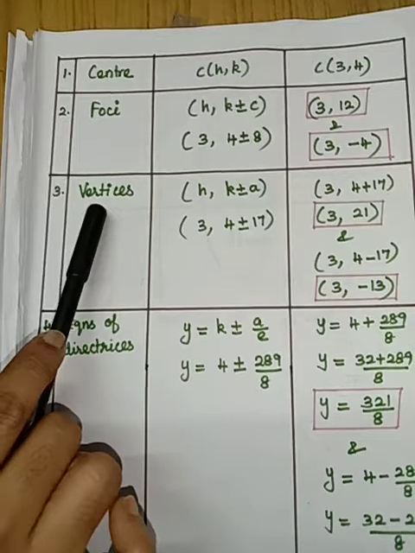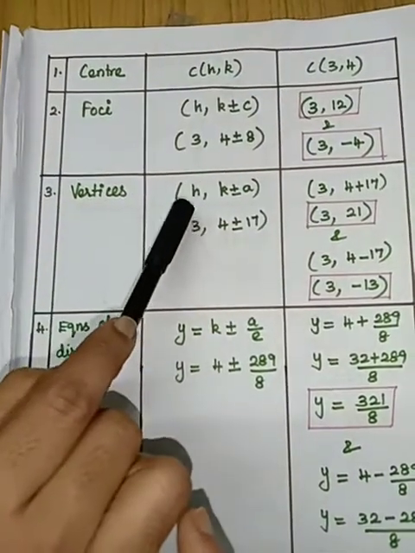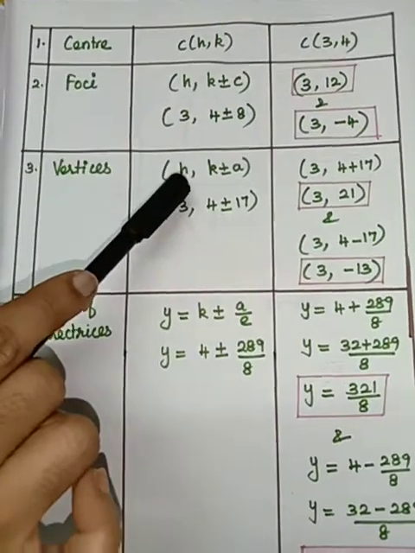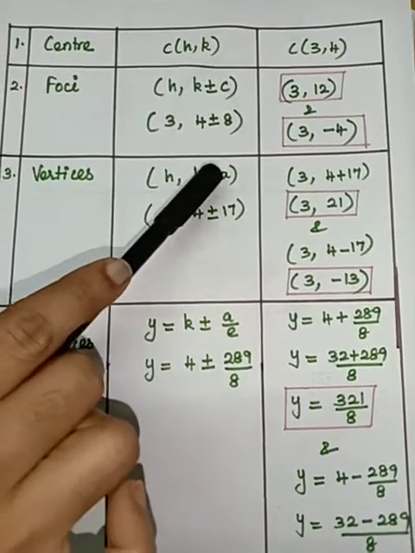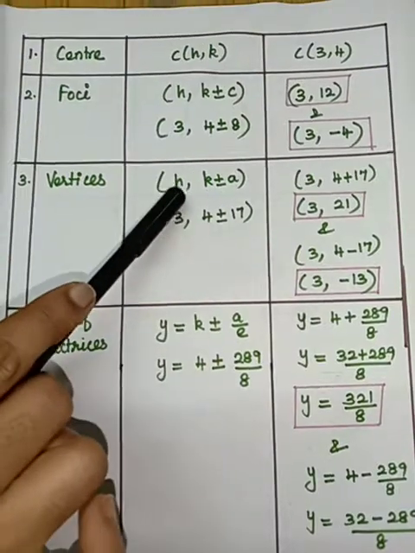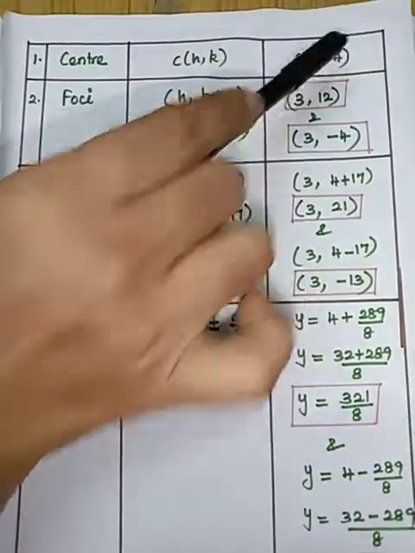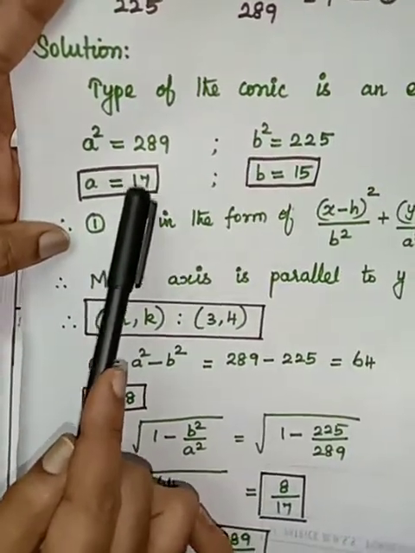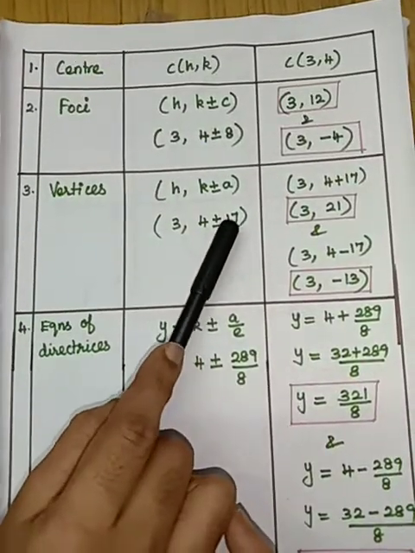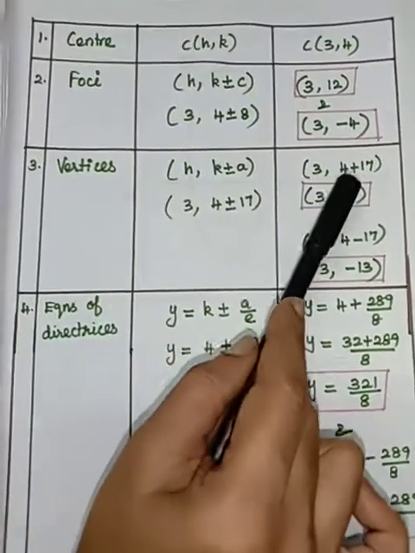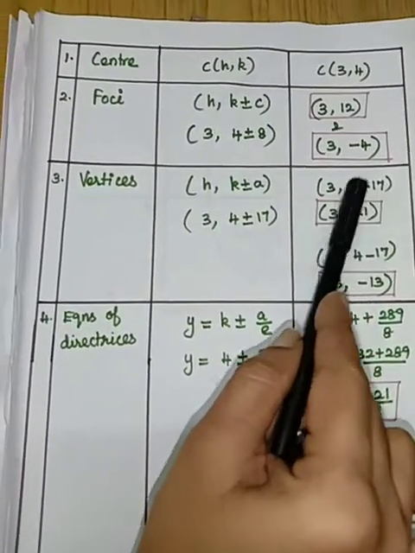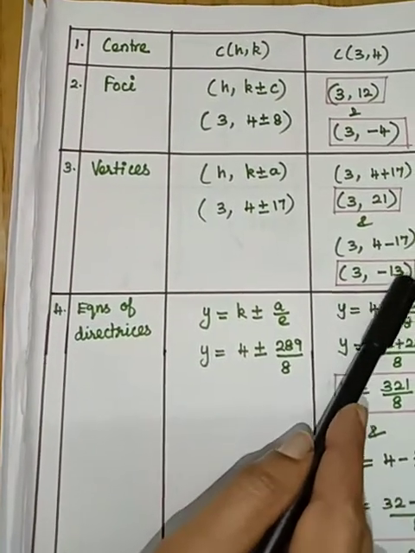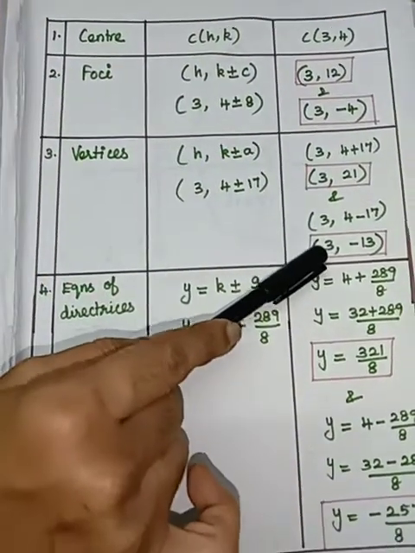Next we are going for the vertices. So vertices, the major axis is parallel to y axis, which means your vertices are h comma k plus or minus a. Okay, h is 3 and k is 4 plus or minus, what is a? A we have found it is 17. So 17 has to be substituted. Take the first point 3 comma 4 plus 17. What is 4 plus 17? 21. Next one 4 minus 17 is minus 13. So these two are the vertices.